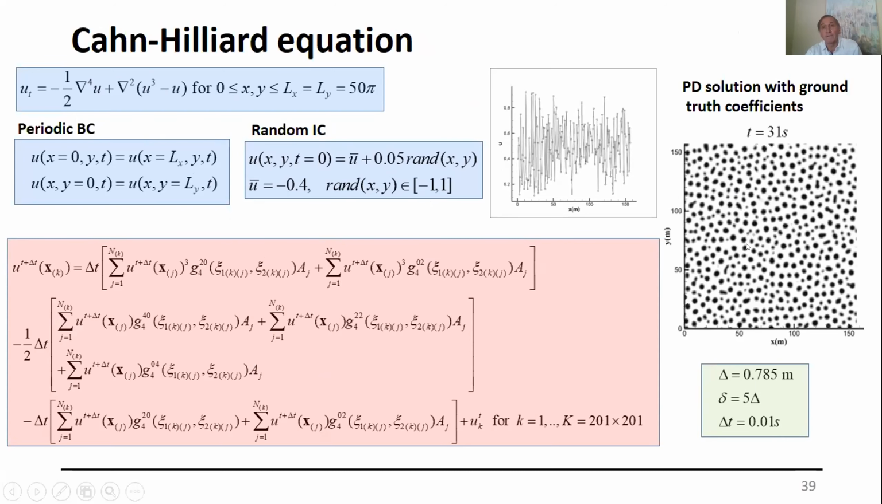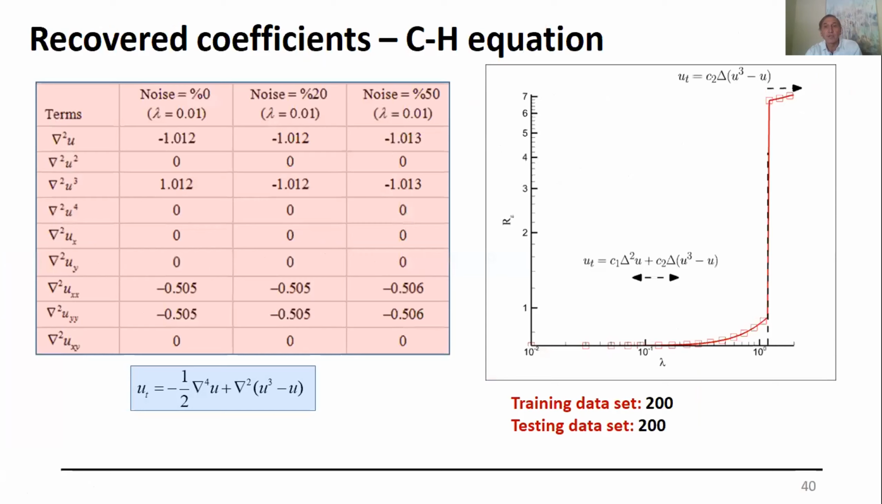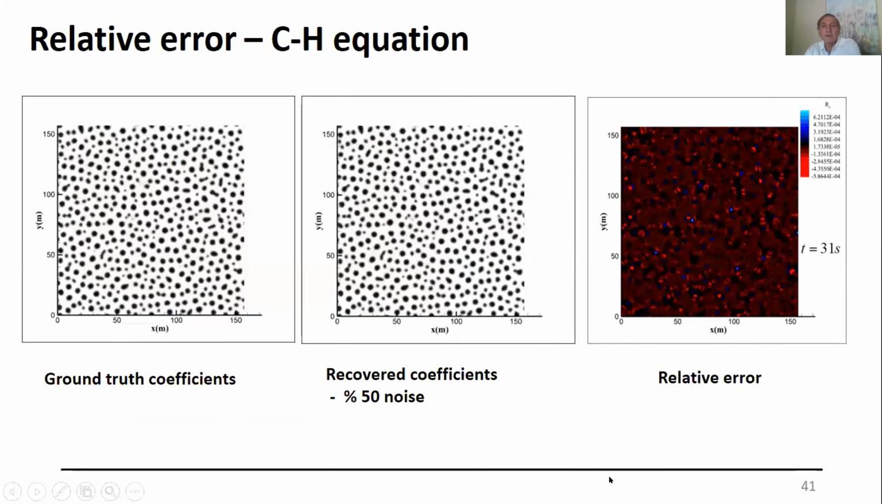This is the solution we have with the ground truth coefficients. And the parsimony interval is given here. And I have 50% noise, 20% noise. And even with 50% noise, I very successfully capture the coefficients here. It's like minus 0.5, pretty close to that, minus 1. And the relative error that you see here is, again, on the order of 10 to the minus 4.